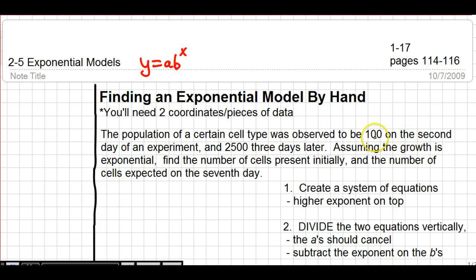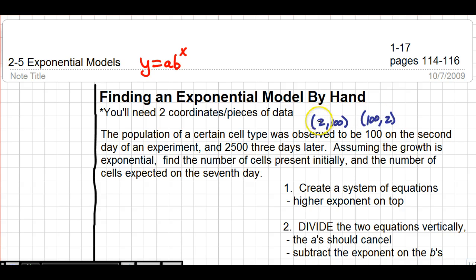The very first piece of information they give you is 100 cells on the second day. So we've got 2 options here. Either we've got 2 cells creating 2 days creating 100 cells, or 100 cells creating 2 days. So it's important that students talk through the relationship between the 2 numbers and see which one makes more sense for the experiment.